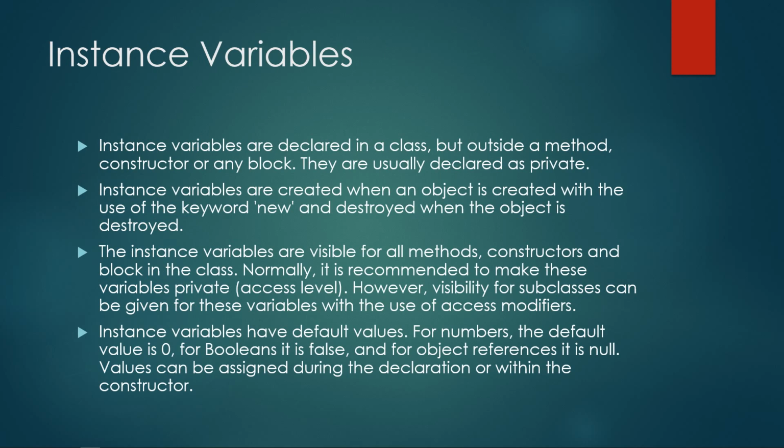Instance variables are declared in a class but outside a method, constructor, or any block. They are usually declared as private. Instance variables are created when an object is created with the use of the new keyword, and destroyed when the object is destroyed. The instance variables are visible for all methods, constructors, and blocks in the class.